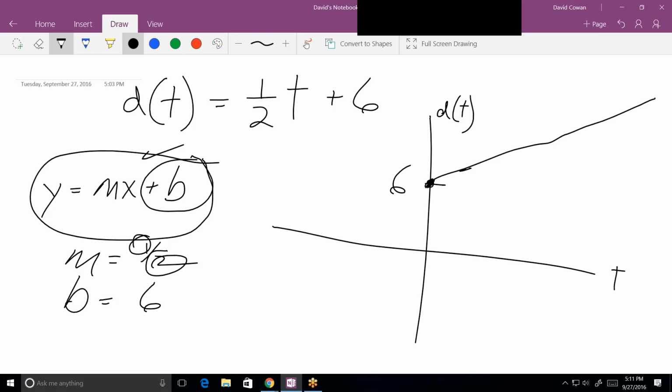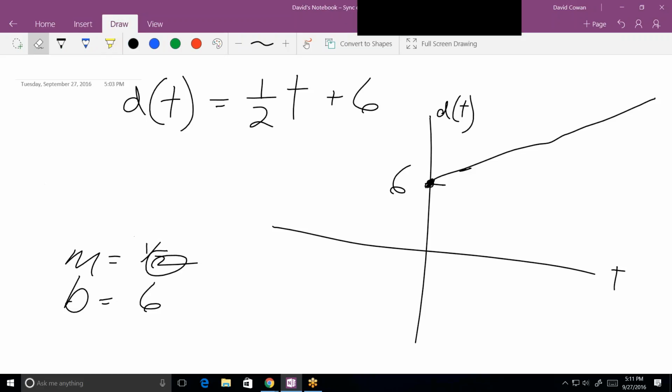They're undoubtedly going to ask you questions like, what's the depth going to be after so many hours? What are the next questions that they have? Interpret the slope and the d-intercept of the graph. We've already done the d-intercept. That's 6. They're going to say, what is the real life meaning of that? Well, the real life meaning is that at time 0, the depth is already 6 inches.